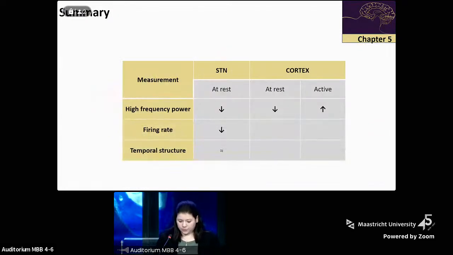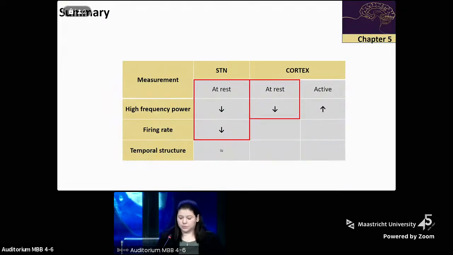So in summary, for this study, we found that in the STN we have a decrease in high frequency power, which seems to be explained by a decrease in firing rates. And in the cortex, it depends on the mental state of the patient. At rest, we have a decrease, while when the patient is active, we found an increase.